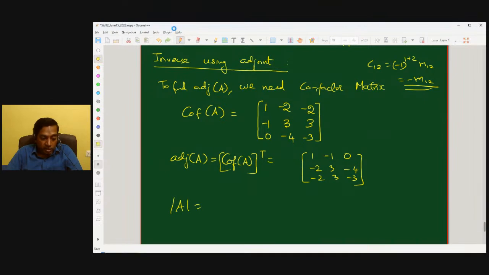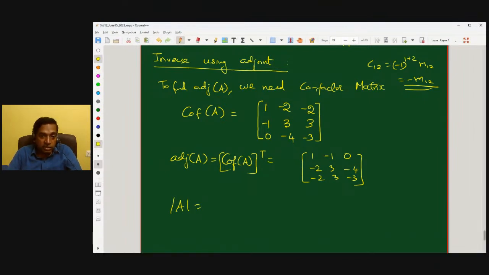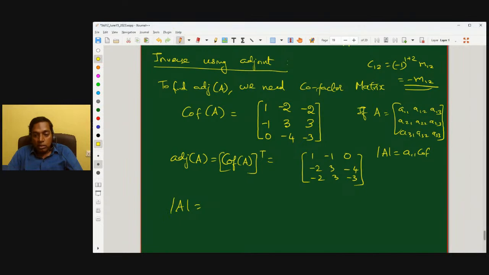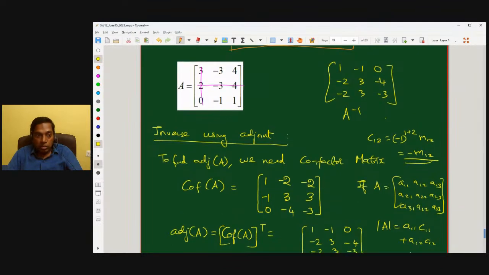And determinant A, by the way, in fact, cofactor and determinant are connected. So if A is the matrix with entries up to A31, A32, A33, determinant A is A11 C11, cofactor matrix 11, plus A12 C12 plus A13 C13. That means if your A matrix is given, 3 minus 3, 4, remember this is the A matrix. First row is 3 minus 3 and 4. Take the first row of this. 3 into 1 minus 3 into minus 1.